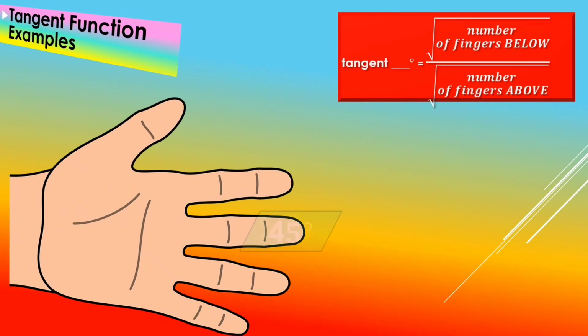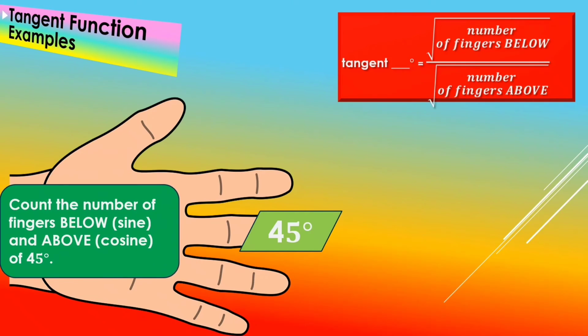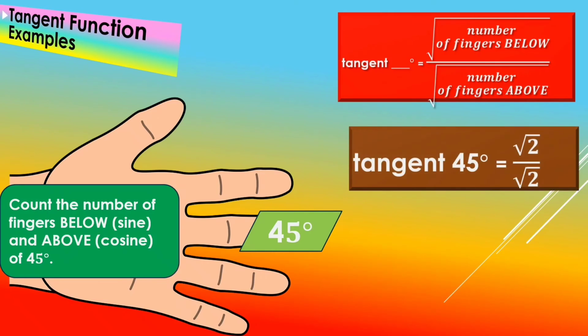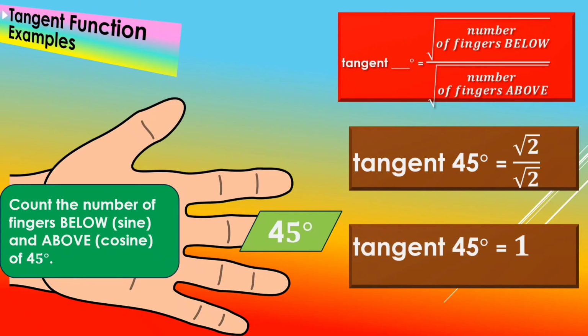Let's have an example. Tangent 45 degrees. So you are going to count the number of fingers below, that is for sine, and above for cosine of 45 degrees. Then, tangent 45 degrees is equal to the square root of 2, which is the number of fingers below, over the square root of 2, which is the number of fingers above 45 degrees. So by simplifying, we have tangent of 45 degrees is equal to 1.